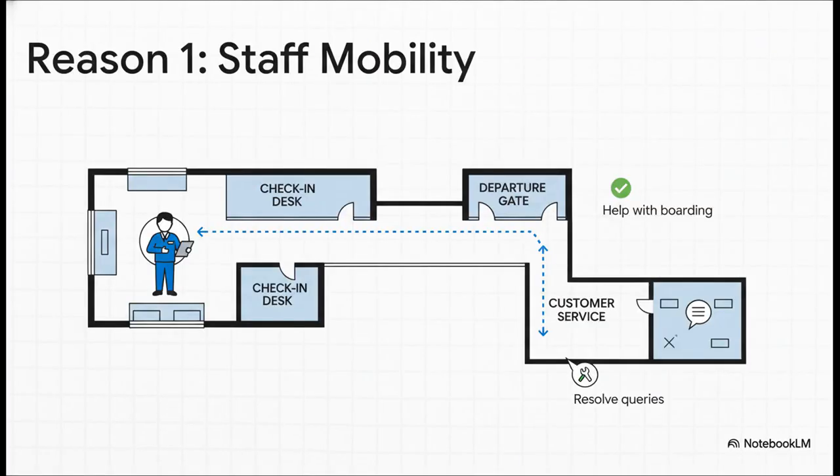First up, staff mobility. I mean, think about it. Airports are massive places. Staff can't be chained to a desk. Wireless lets them move around freely, which, as the mark scheme says, allows them to be more responsive to customer requests anywhere. That is a perfect why for having wireless.